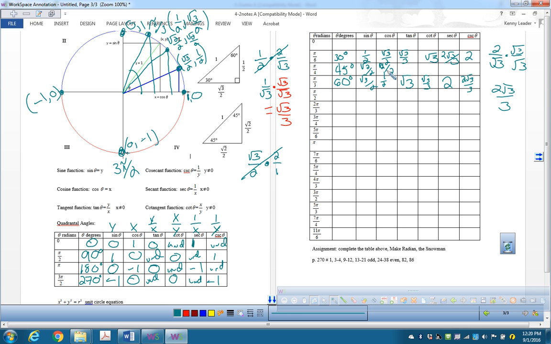Tangent is y over x. So what's root of 2 over 2 over root of 2 over 2? 1. Okay. Cotangent is x over y. What's that? 1. Okay. Secant and cosecant are going to be the same because they're the reciprocals of these two. So let's do that. 2 divided by the root of 2, right? That's the reciprocal. I'm going to rationalize. And I just get plain old what? 2 root of 2 over 2, which becomes what? Root of 2. Root of 2.